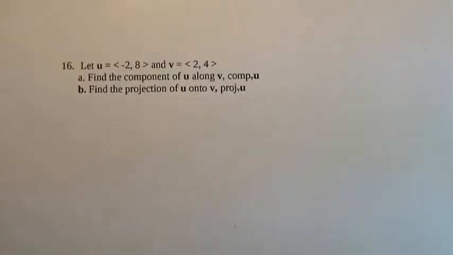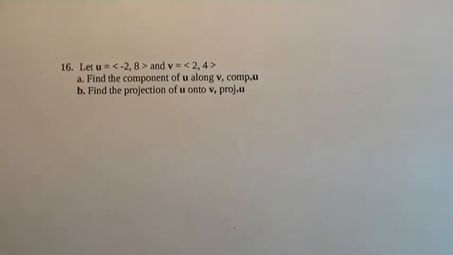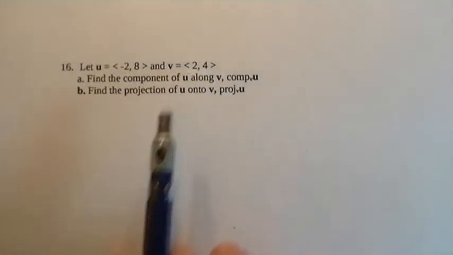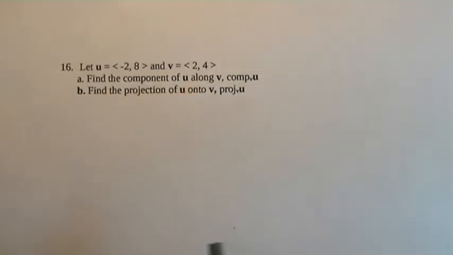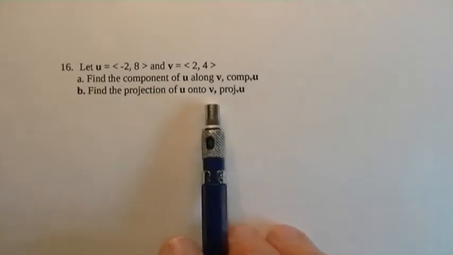Okay, great news here. Problem 16 on the trigonometry review is the last question. It covers vectors, and it kind of pulls in a whole bunch of vector stuff into what really works out to two problems. You're given two vectors. The first problem, you're finding the component of u along v and the projection of u onto v.